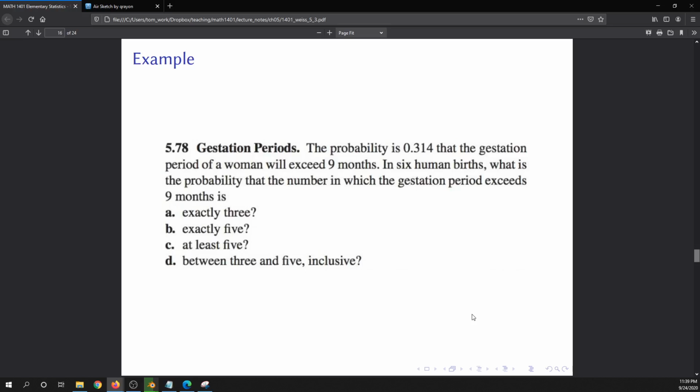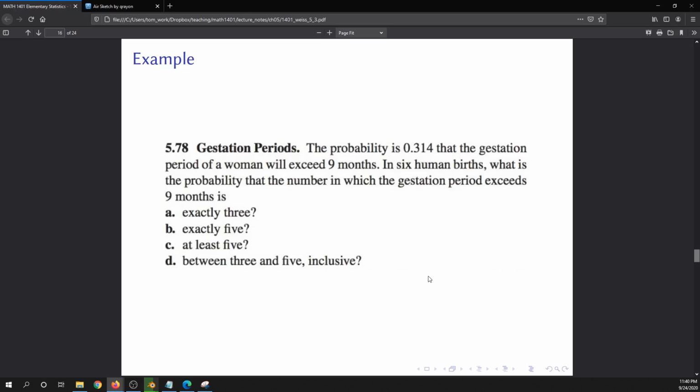All right. So the first problem is 5.78. It says the probability is 0.314 that the gestation period of a woman will exceed 9 months. In 6 human births, what is the probability that the number in which the gestation period exceeds 9 months is A, exactly 3, B, exactly 5, C, at least 5, D, between 3 and 5 inclusive.